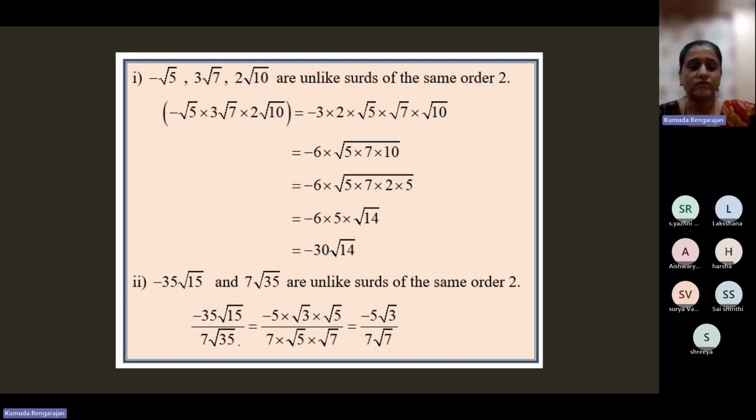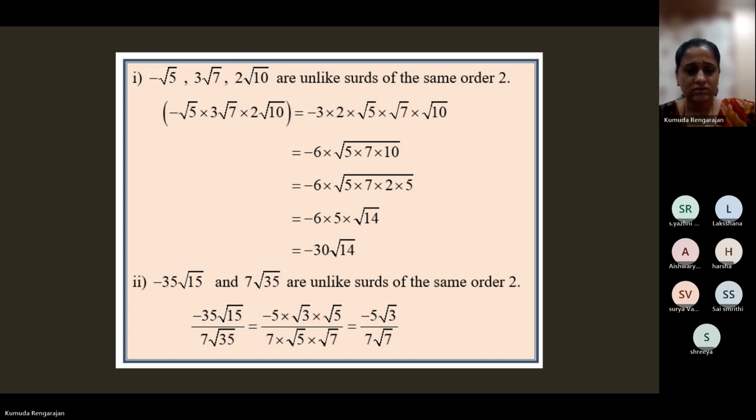Yeah, so if you have to divide, okay. So what is square root of 15? Square root of 3 into square root of 5. And square root of 35 is square root of 5 into square root of 7. So this gets cancelled. I think I've made a mistake in the slide. Instead of 35, I think I've put 5 here. Sorry, while typing, I've gone wrong.